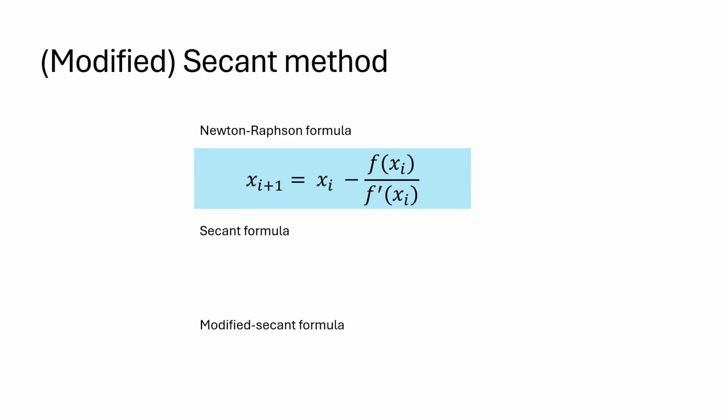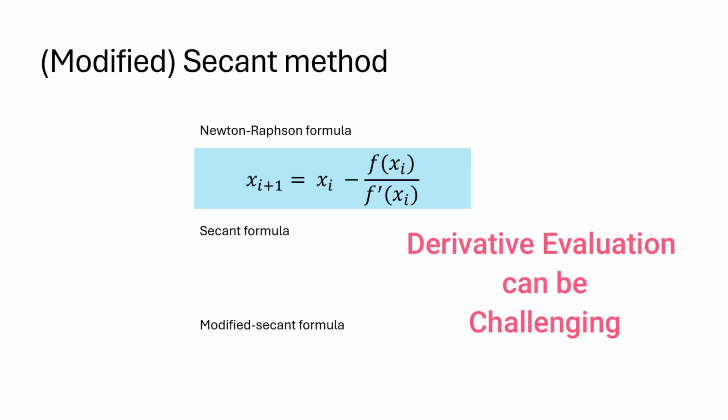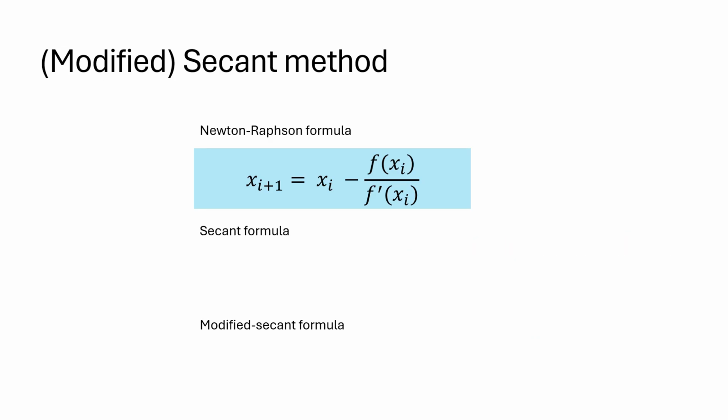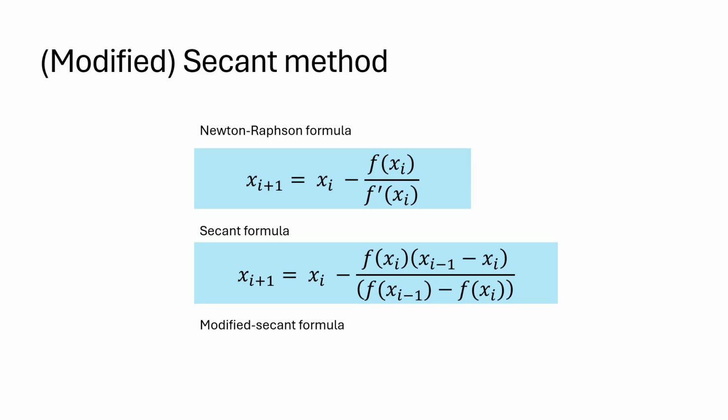Previously, we saw that the Newton-Raphson formula requires the derivative of a function, evaluating which can be a challenge for some functions. The secant method solves this problem by approximating the derivative in the Newton-Raphson formula by a backward finite difference, which leads to this iterative equation.